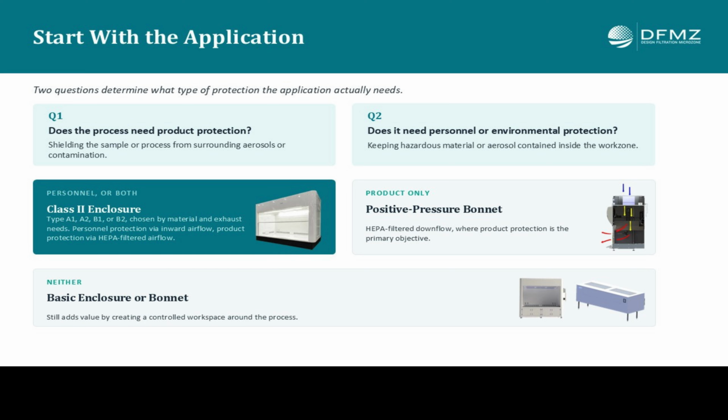Once you understand what needs to be protected, what the process requires, and how the equipment actually operates, the right enclosure type becomes a lot clearer, and everything else, airflow controls, dimensions, utilities, monitoring gets engineered around that.